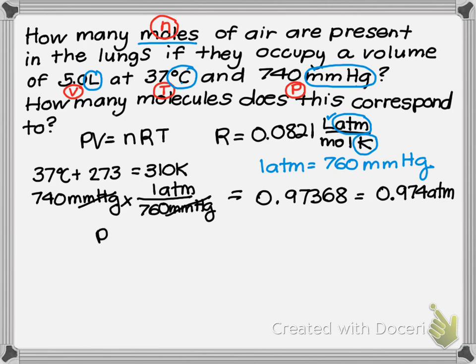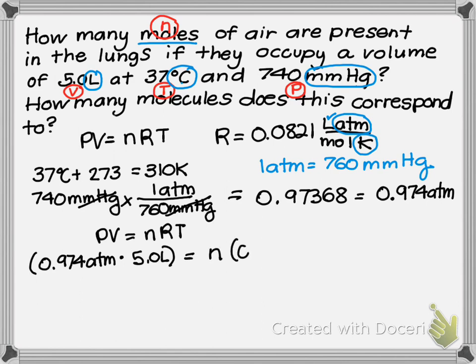So I say PV equals nRT. Pressure in atmospheres is 0.974 atmospheres. The volume was given at 5.0 liters. I'm looking for N. R is always a constant. And then times temperature is 310 Kelvin. My temperatures cancel.